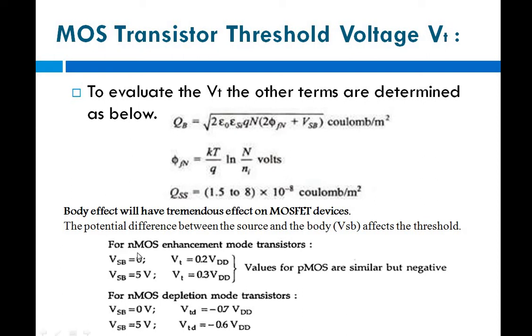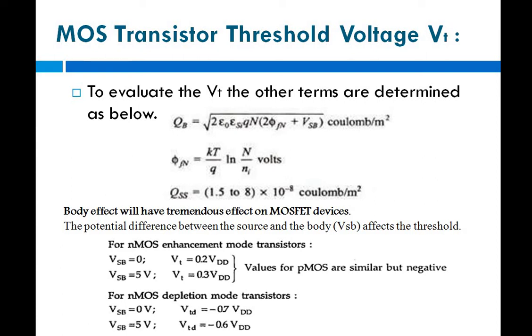So for an NMOS transistor in enhancement mode, your VSB is the voltage between your source and the body. If VSB equals 0, then your threshold voltage will be 0.2 VDD. If the source to body voltage is 5 volts, your threshold voltage should be 0.3 VDD. These are the values for the PMOS, but there they should be negative.